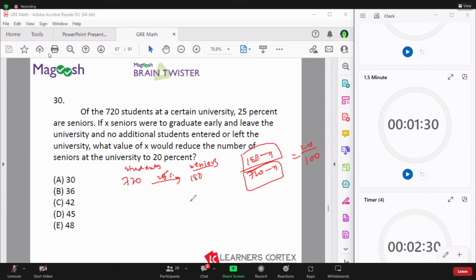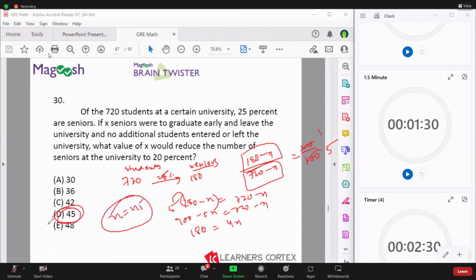Right. So this makes it 180 minus X times, if you reduce, this becomes 5. So 5 times 180 minus X equals 720 minus X. This makes it 900 minus 5x. 900 minus 5x equals 720 minus x, or 180 equals 4x. Now x will be equal to 45. So 45 seniors would go, and this would make it 20% of the whole number.